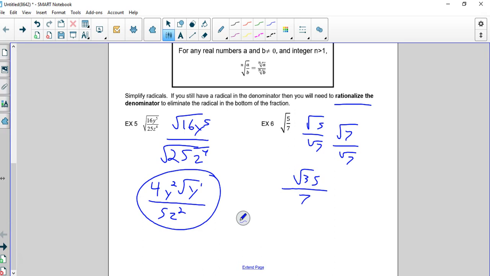If you type in the square root of 5 divided by 7 in the calculator, you'll get the same answer as if you do the square root of 35 and then divide it by 7. Try it and see.